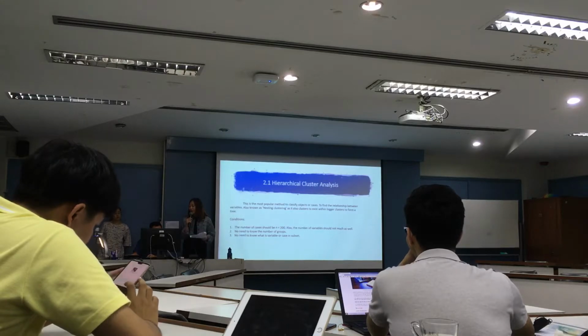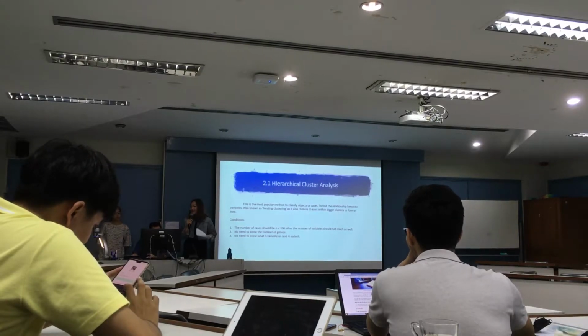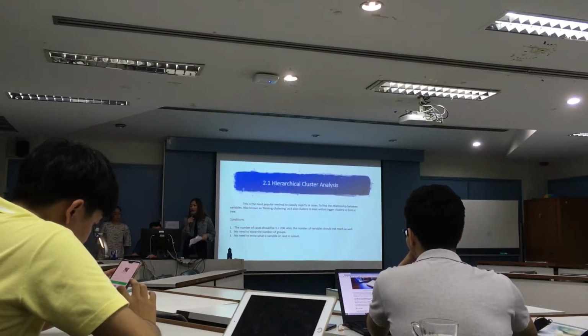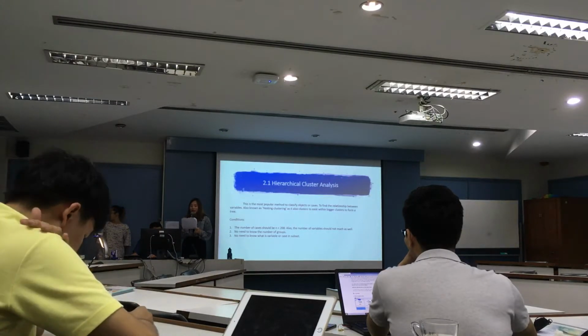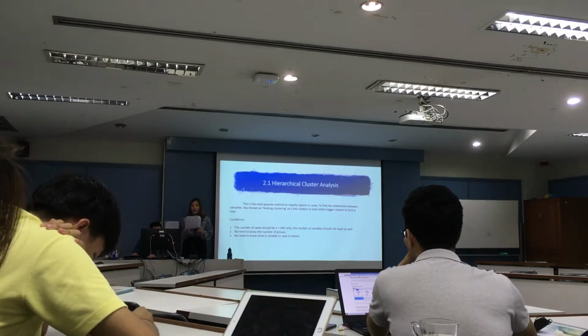First one is the number of cases should be less than 200, and also the number of variables should not be too large as well. Second, you don't need to know the number of groups before you use the data. And third one is no need to know what variable or case is in each subset.